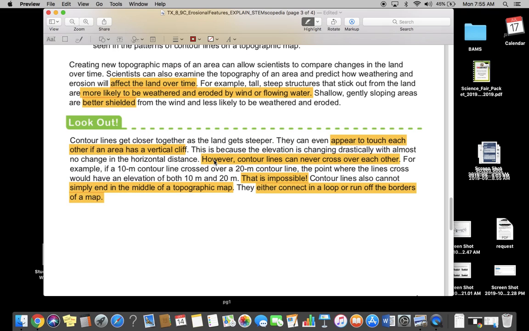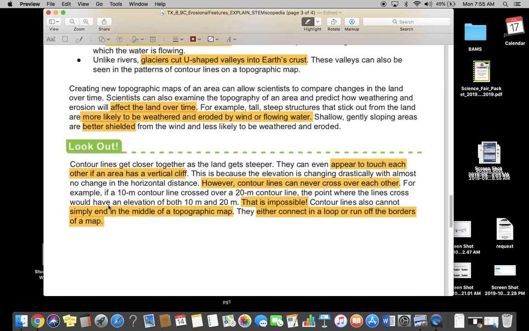However, please remember your contour line rules: contour lines can never cross over each other. For example, if a 10-meter contour line crossed over a 20-meter contour line, the point where the lines crossed would have an elevation of both 10 meters and 20 meters. That is impossible. Contour lines also cannot simply end in the middle of a topographic map. They either connect in a loop or run off the borders of a map.